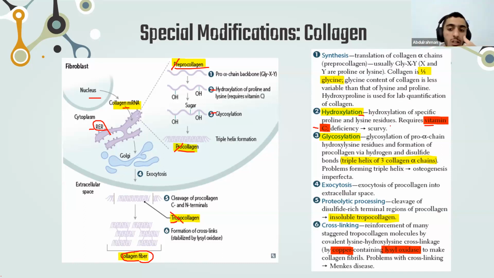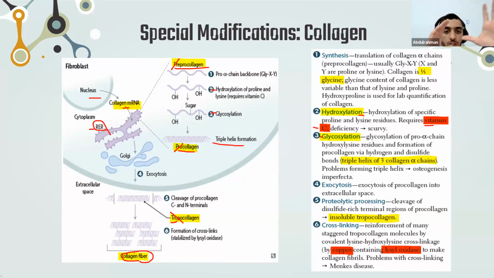Now, the next thing that we got is glycosylation. And once you have the glycosylation, you now got your pro-collagen. The pro-collagen here this time is going to be a triple helix. Why is it triple helix? Because we got 3 different chains that we're going to rotate around each other, so they're going to form a triple helix. All right?